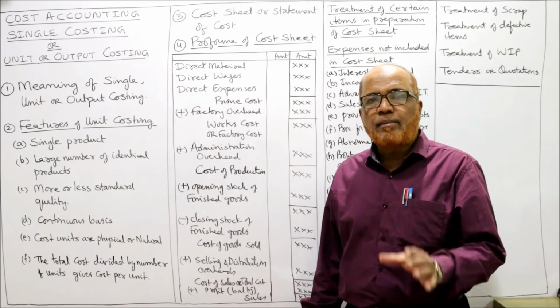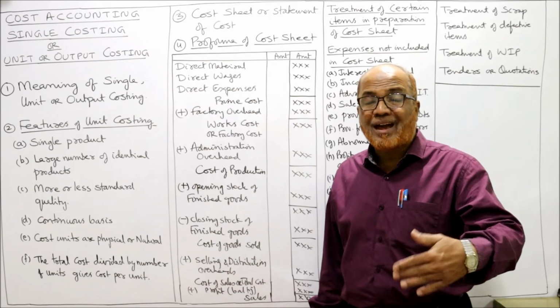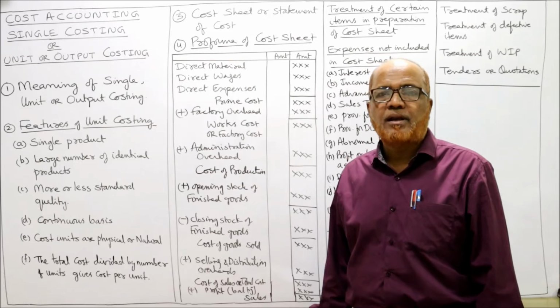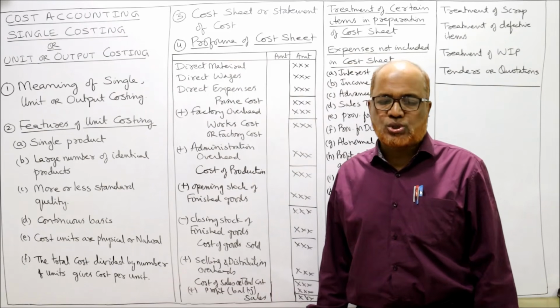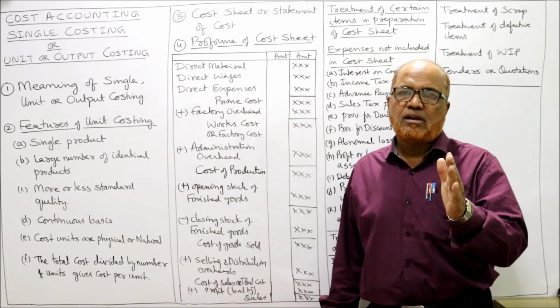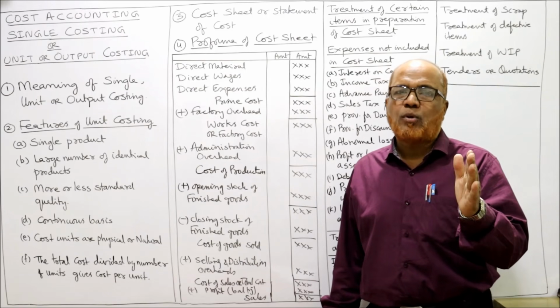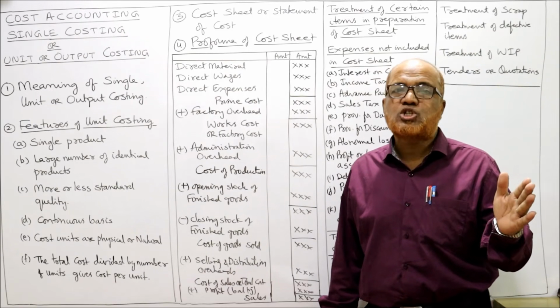This is the cost sheet. While making this cost sheet, some adjustments will be made. For example, there are three types of stocks: stock of raw material, stock of work in progress, and stock of finished goods.